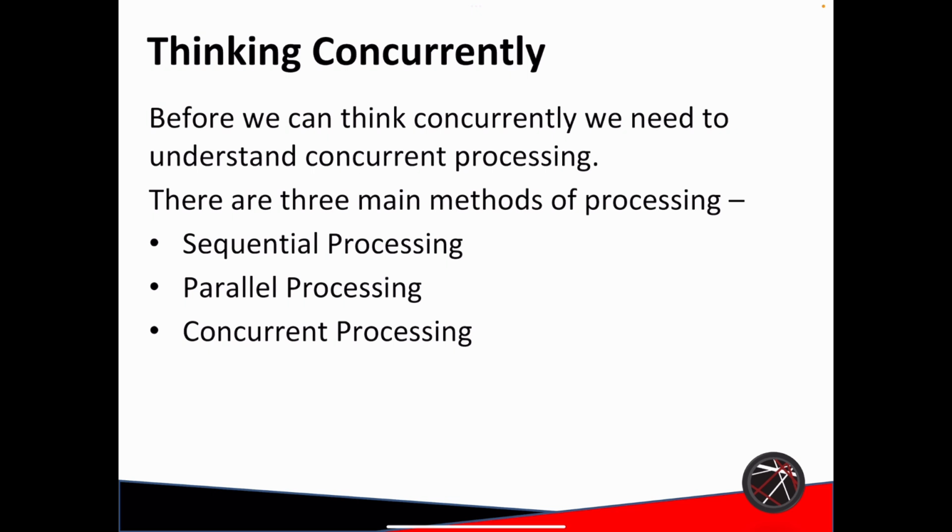With thinking concurrently, what we're trying to do is find ways of making an algorithm more efficient. But what's essential with this is that we understand what's meant by concurrent processing. So we've got three main types of processing that we can expect to use within a computer. We've got sequential, parallel, or concurrent. So we'll just have a look at those first, and then we can think about how that's going to affect the way that we apply an algorithm.